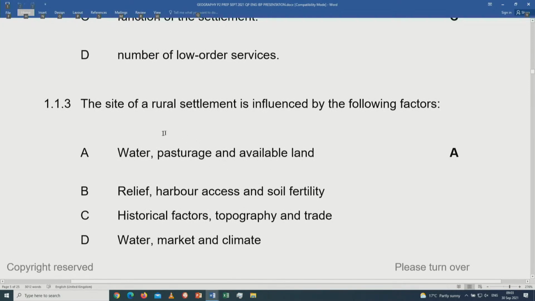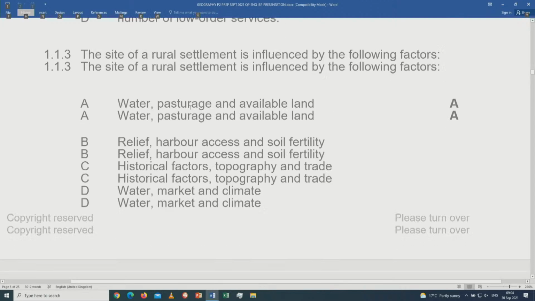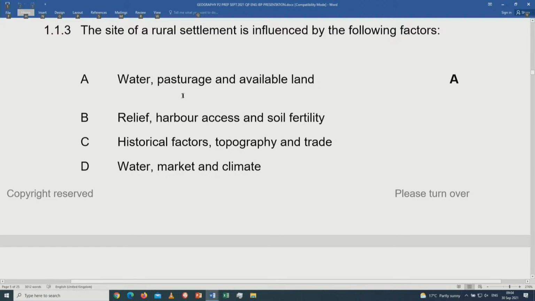Now coming to the concept of site, or factors that influence site. 1.1.3 says the site of a rural settlement is influenced by the following factors. A says water, pasturage, and available land. B, relief, harbor access, and soil fertility. C, historical factors, topography and trade. D, water, market, and climate. So the correct letter is A.